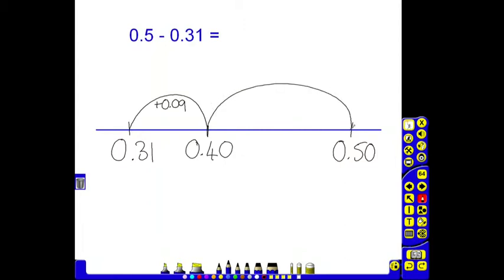Then, to get from 0.40 to 0.50, they're adding on 0.1. Their final challenge then is to add up their 2 jumps. They need to add up 0.1 and 0.09. We can see that we've got 1/10 here and no tenths here, and we've got 9/100ths and no tenths. So our answer is 0.19 when we've added them together.